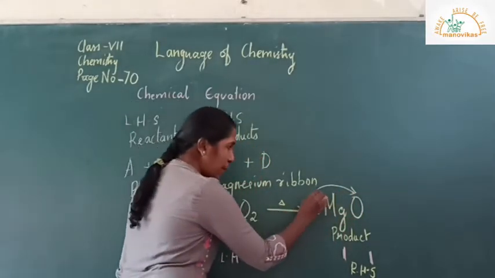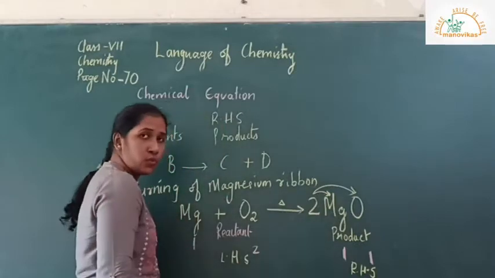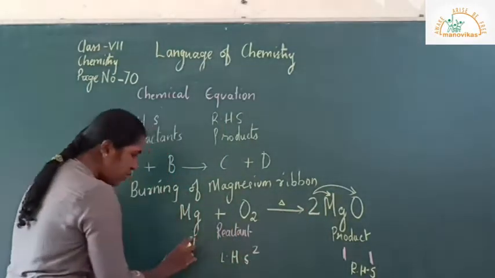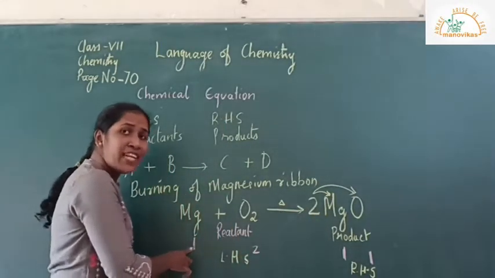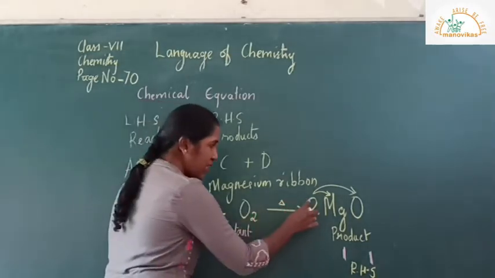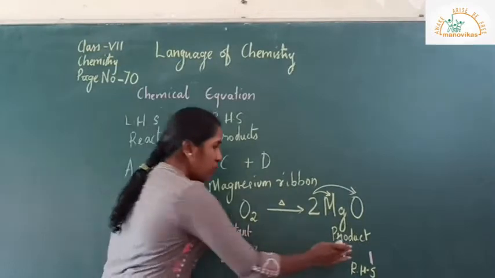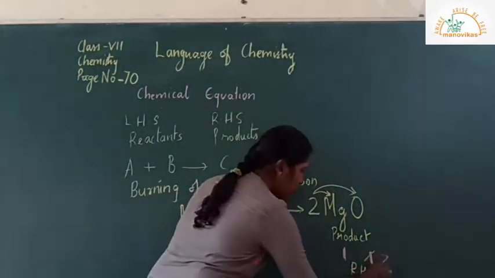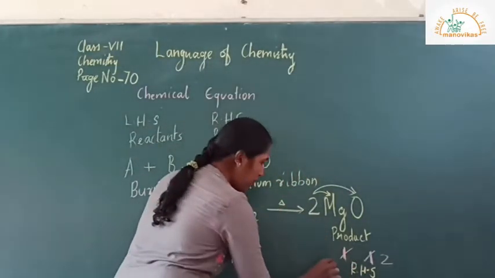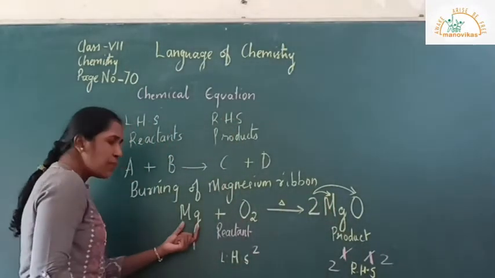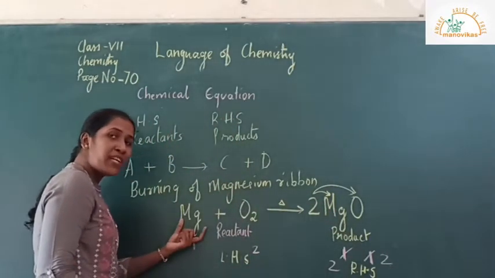Now this 2 is applicable for magnesium also. But over here magnesium is 1. So how can I make it as 2? Magnesium is 2, oxygen is 2. Oxygen is balanced. This is 2. Over here also it has become 2. But magnesium over here it has become 2. So how am I going to balance this, or how am I going to make it as 2?